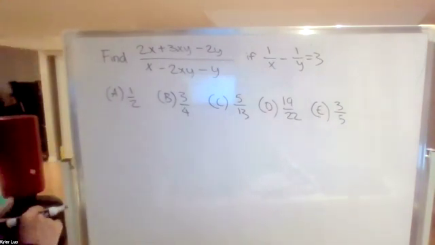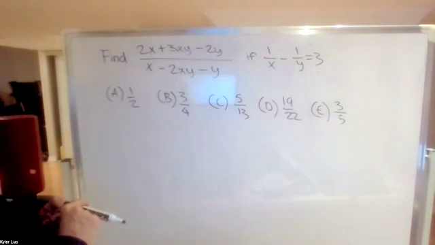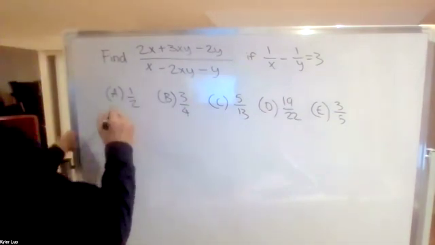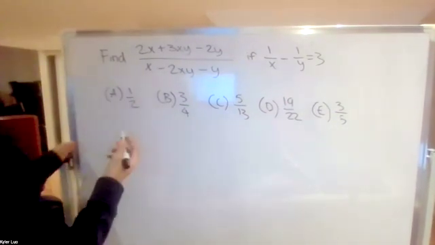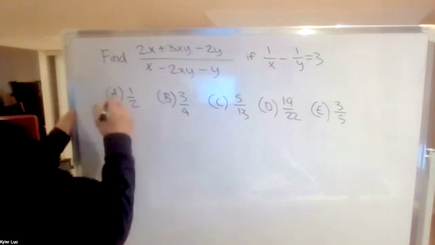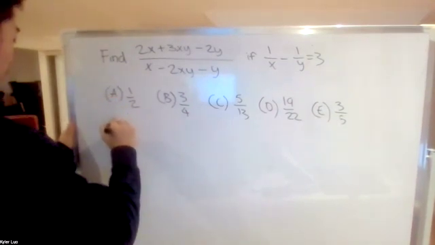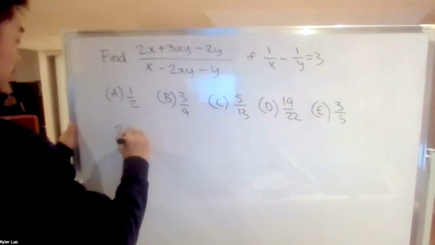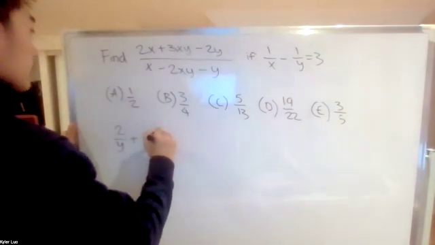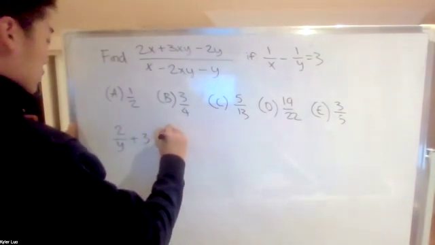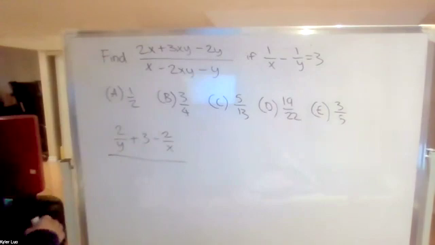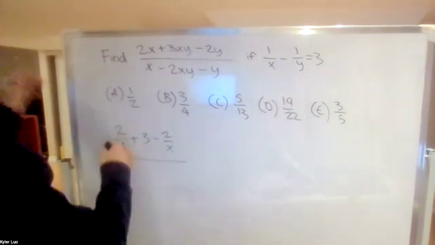So first, we can divide every term in here by xy. We'll end up with 2 over y plus just 3 and minus 2 over x. And it's 2 over y because, actually, I'll explain that later.